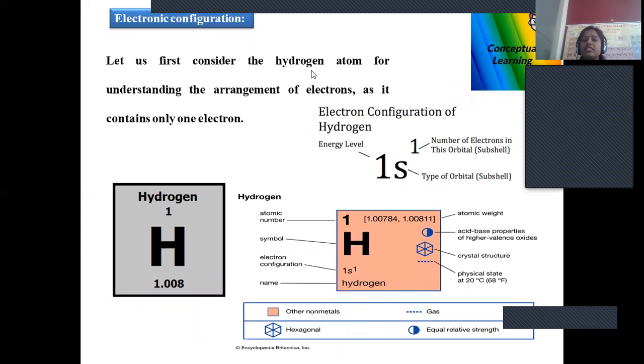Electronic configuration. Let us first consider the simplest element, hydrogen, where only one electron is located and the atomic mass is given by 1.008. So this is the atomic number and this is the atomic mass. When you consider this hydrogen atom, which is the fundamental and the starting element in the entire periodic table, its electronic configuration is represented in such a manner.